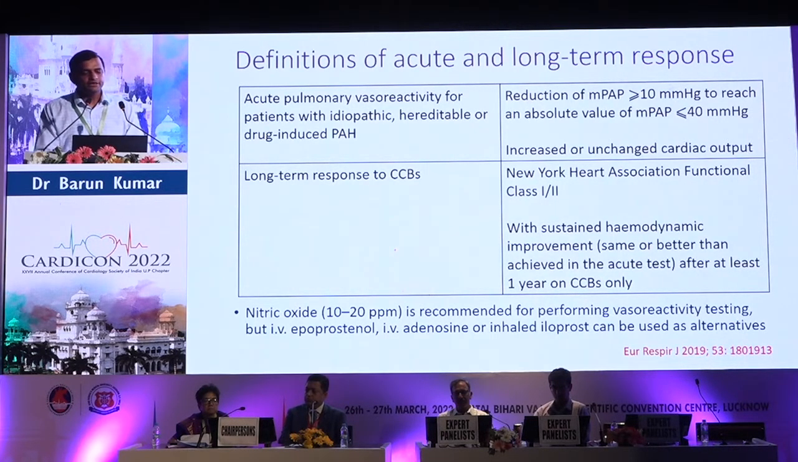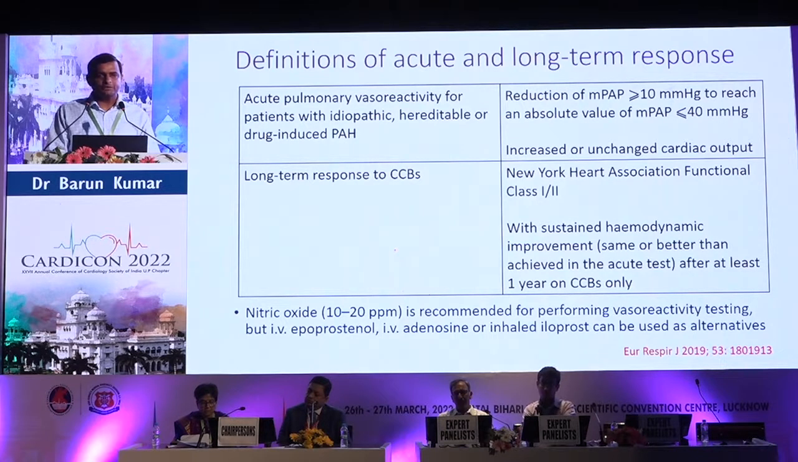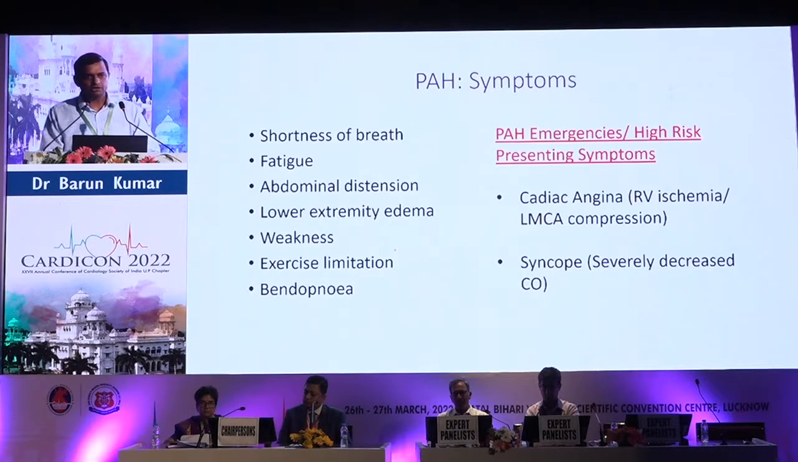So how do we define the acute responder to pulmonary vasoreactivity? Generally, nitric oxide is used, and if there is a reduction of mean pulmonary artery pressure of more than or equal to 10, with an absolute value of mean pulmonary artery pressure less than 40, without any decrease in cardiac output, this is called acute pulmonary vasoreactivity, and calcium channel blocker can be given. Long-term responders to CCBs are classified as those who, on treatment, remain in or come to class 1 or 2, with sustained hemodynamic improvement for at least 1 year.